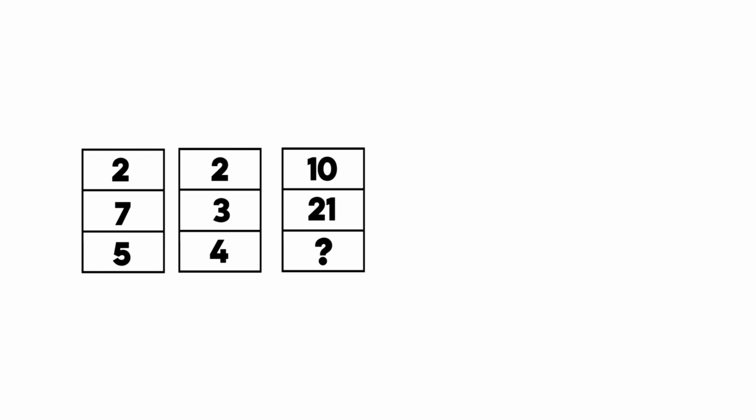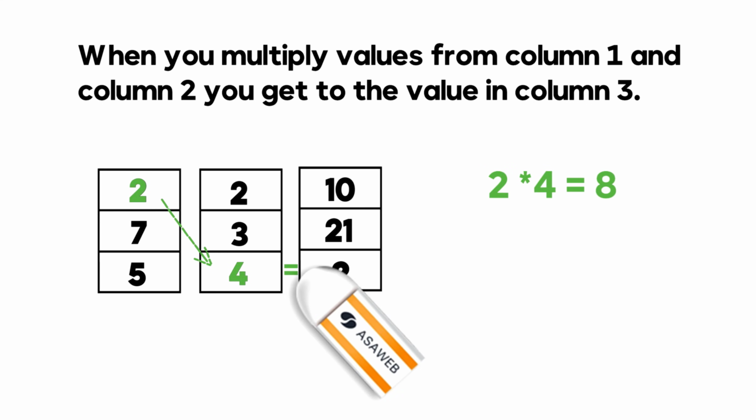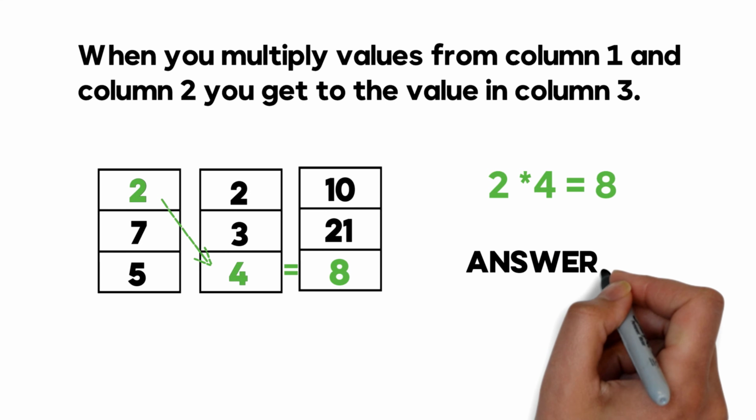Second set of values represented by the middle row. 7 multiplied by 3 equals 21. So the missing values here can be calculated by multiplying 2 by 4, and the end result would be equal to 8. So the correct answer to this problem is choice A, 8.